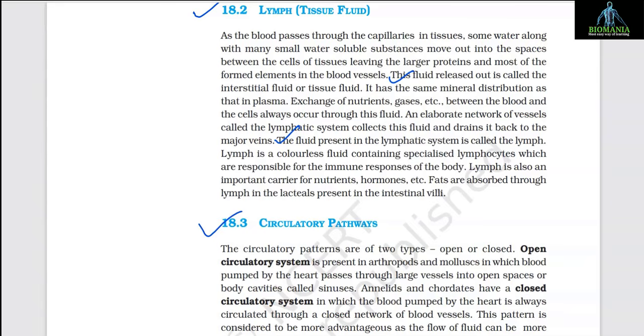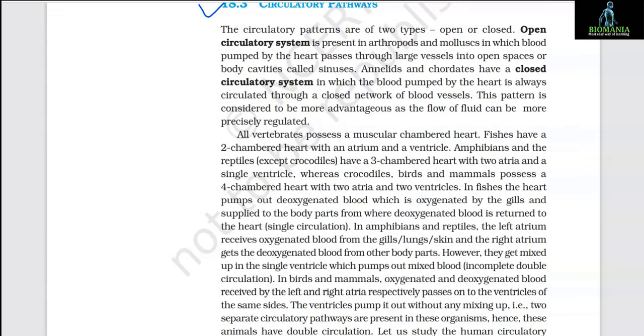18.3 Circulatory pathways. The circulatory patterns are of two types, open or closed. Open circulatory system is present in arthropods and mollusks, in which blood pumped by the heart passes through large vessels into open spaces or body cavities called sinuses. Annelids and chordates have a closed circulatory system in which the blood pumped by the heart is always circulated through a closed network of blood vessels. This pattern is considered to be more advantageous as the flow of blood can be more precisely regulated.